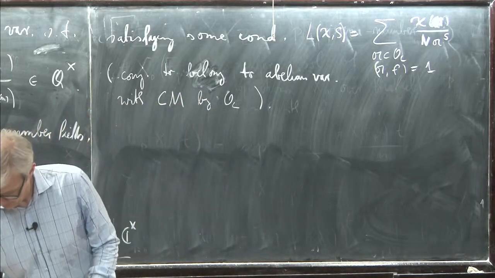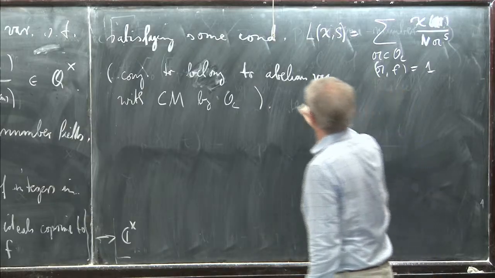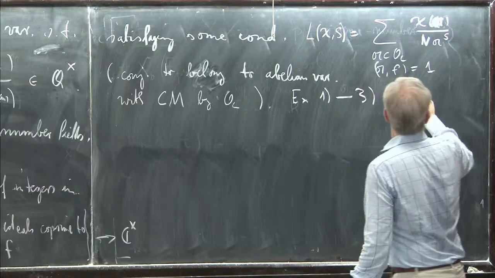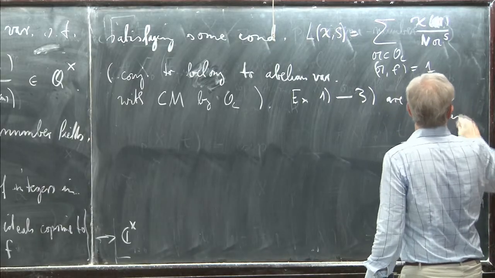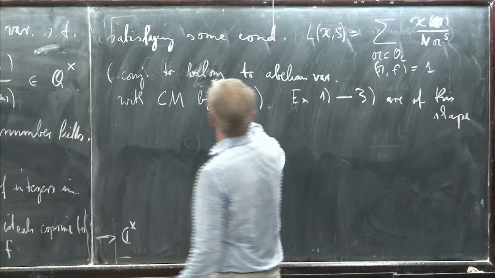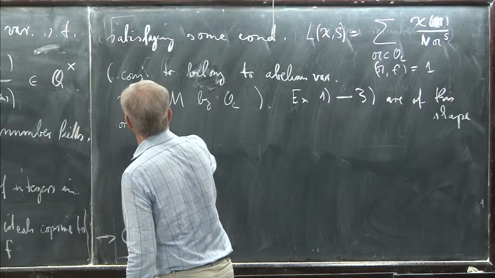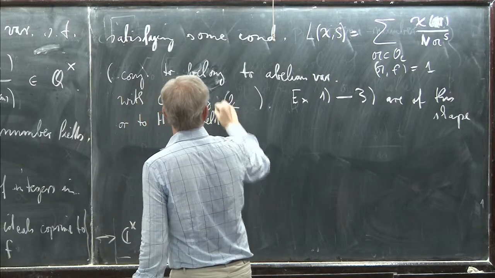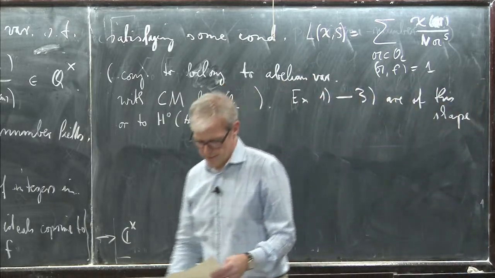And the examples we had before were all of this shape. So examples 1 to 3 are of this shape. Maybe I should be precise here: they belong either to abelian varieties or to H^0 of a number field. But that's a known case.